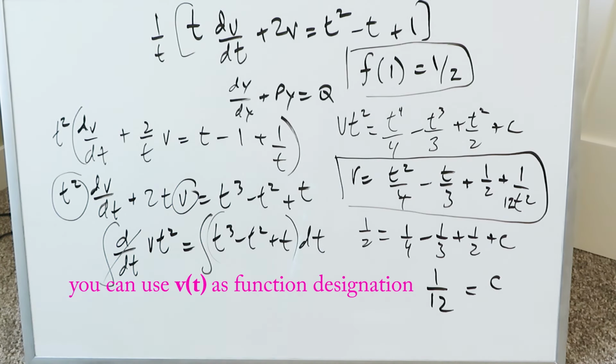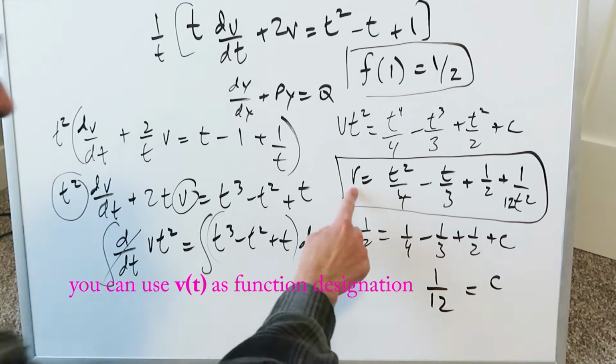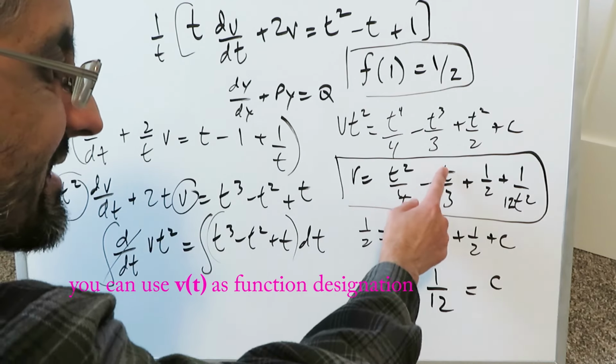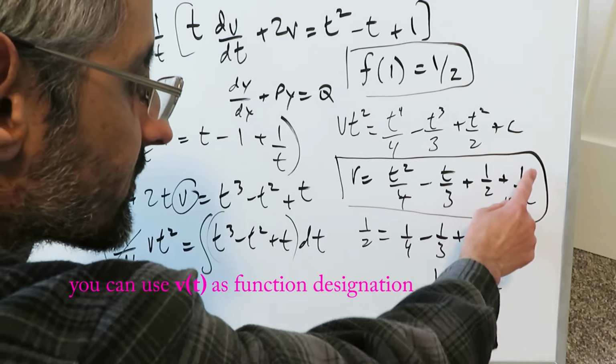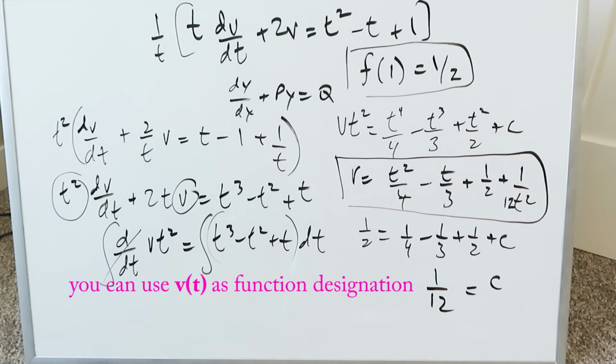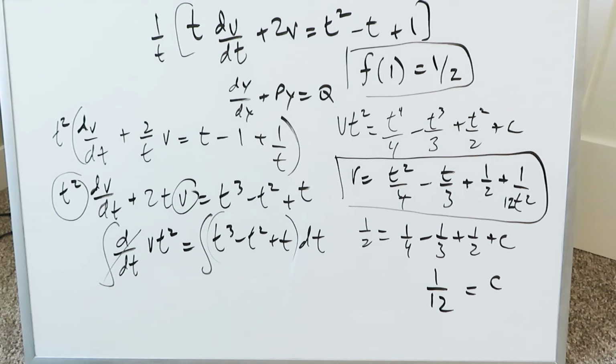So the answer to this particular differential equation when solved is v is equal to t squared over 4 minus t over 3 plus 1 over 2 plus 1 over 12 t squared. And this differential equation has been solved for you. And it should be right. The answer over here is good.